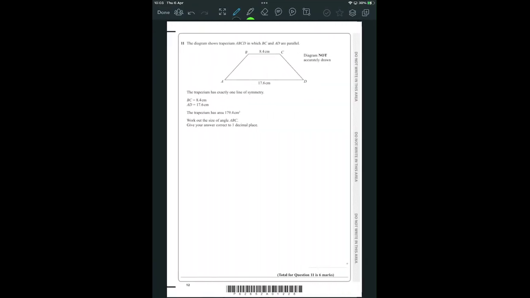Question 11. We're coming up to the middle of the paper. We're coming up to that securing the 7 style part of the paper. Question 11. We have a trapezium where we have BC and AD parallel. We've got some sides. This has exactly one line of symmetry. That's quite useful. That's telling us that AB is the same as CD. These two sides are of equal length, and we have an area of 179.4 centimeters squared.